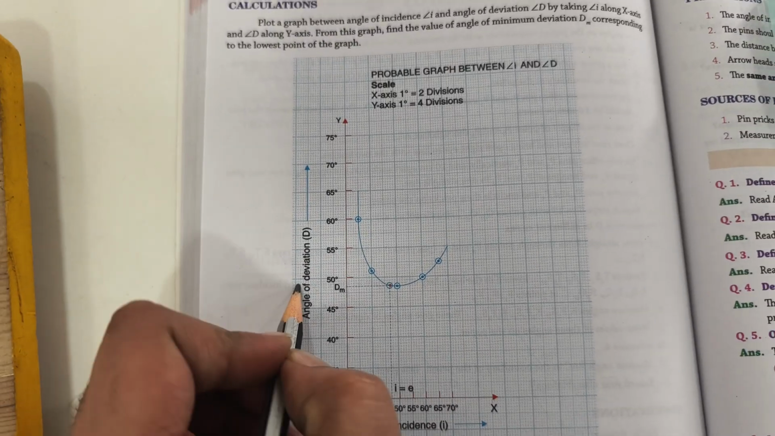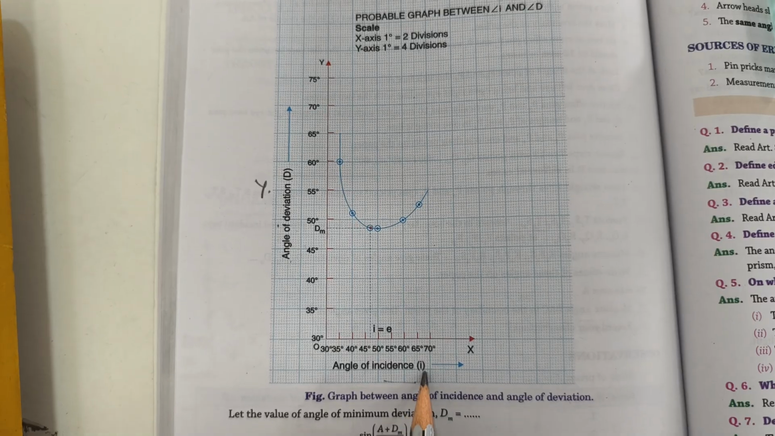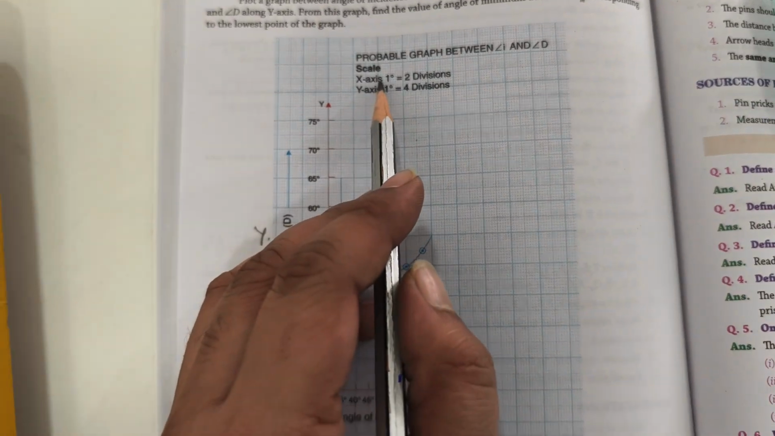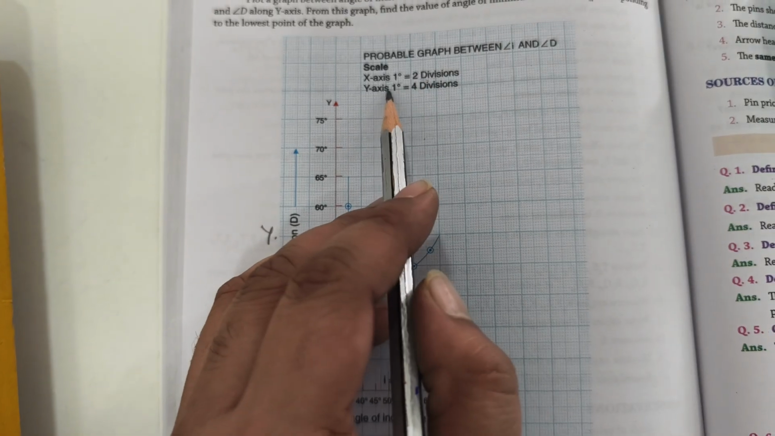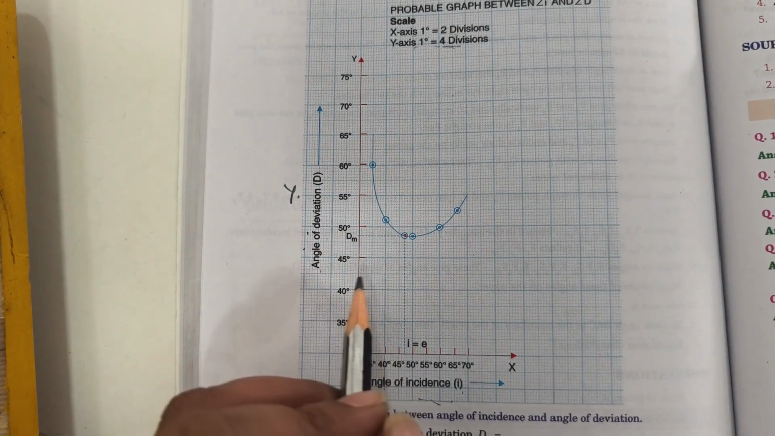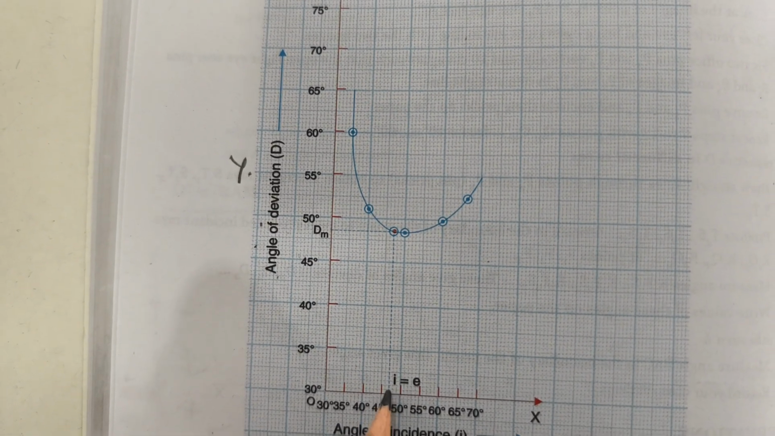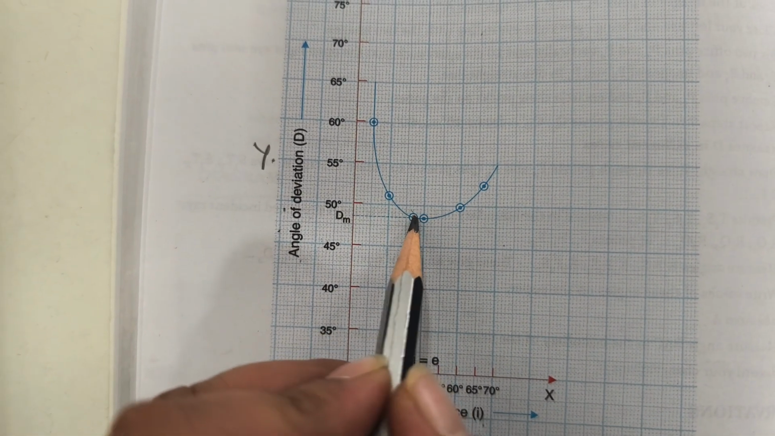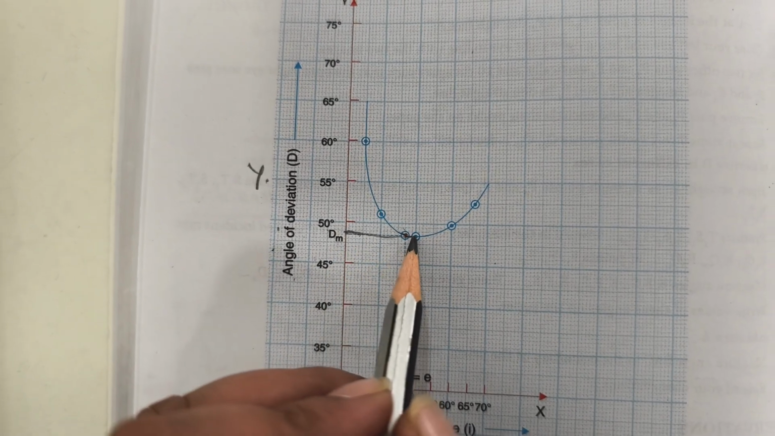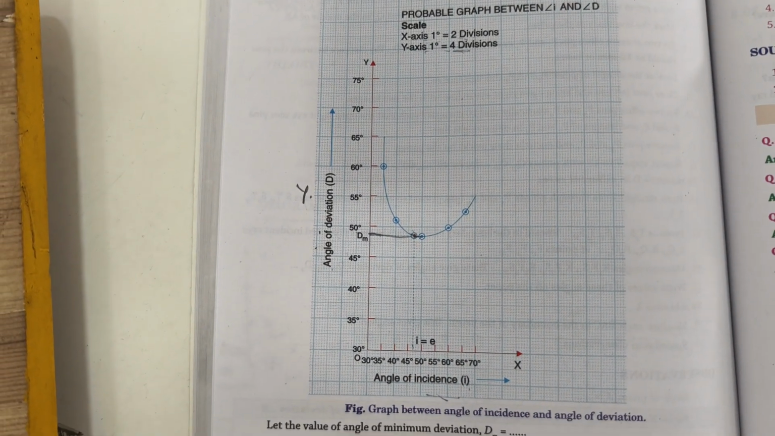In the graph, the angle of deviation will be on the y-axis and the angle of incidence will be on the x-axis. The scales are: on the x-axis 1 degree equals 2 divisions, and on the y-axis 4 divisions. So for 45 degrees, as you can see, at about 47 degrees we are getting the least deviation. This is supposed to be marked on the graph paper while doing the practicals after getting the results.